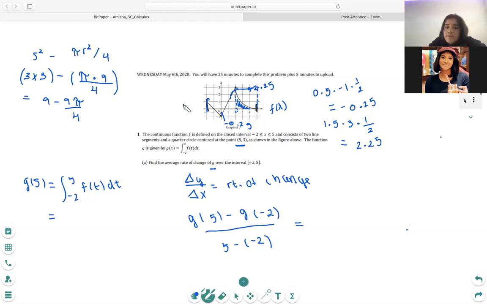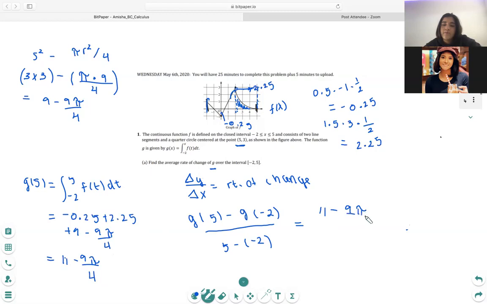So to find the area of this whole interval, we just add all our areas: -0.25 plus 2.25 plus 9 minus 9 pi over 4. And so on the AP exam, we don't need to do decimals, so we can just leave it in this format with pi in it. So we get 2 plus 9, 11 minus 9 pi over 4. That is our value from there for g of 5.